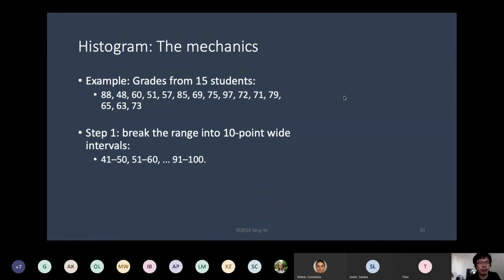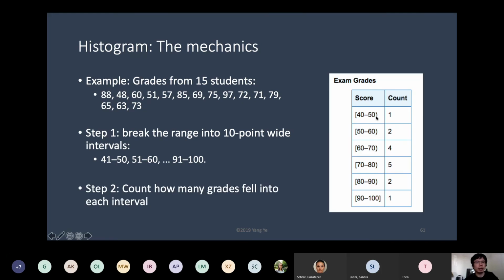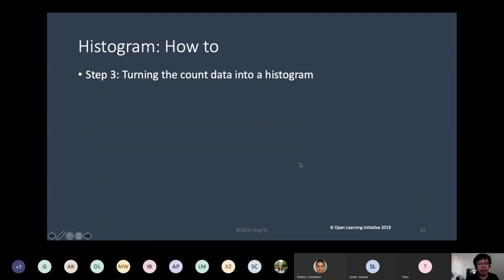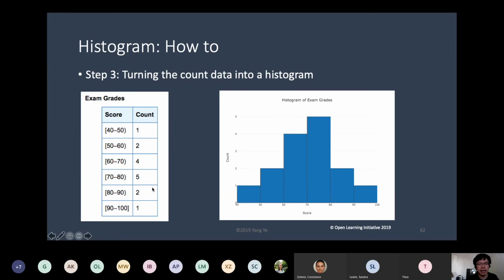So if you have grades from 15 students, you break the range into 10-point intervals, from 40 to 100, and then you count how many grades fall into each interval. Interval is what I called bin earlier. Bin is a term used by computer scientists, in machine learning they call it binning. Then you turn the counts into a histogram, and the height indicates the count within each bin or each interval.